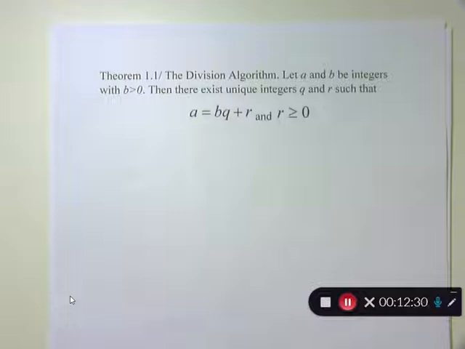Let A and B be integers. Welcome to the wonderful world of modern/abstract algebra. We let letters represent numbers here. So let A and B be integers, with B being greater than 0. Then there exist unique integers Q and R, such that A equals B times Q plus R, and R has to be greater than or equal to 0.